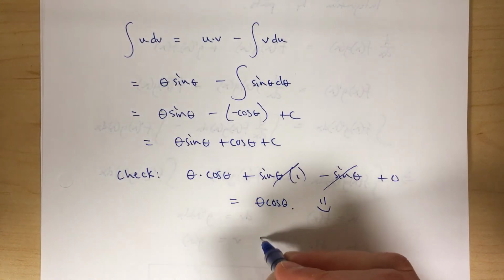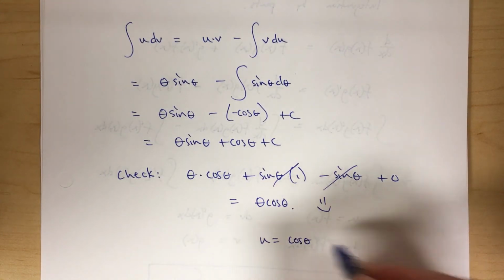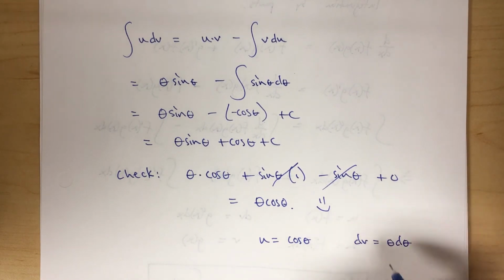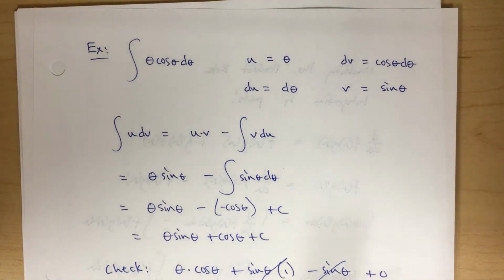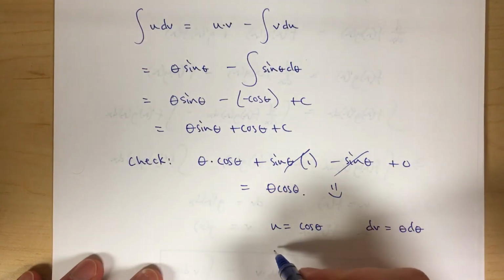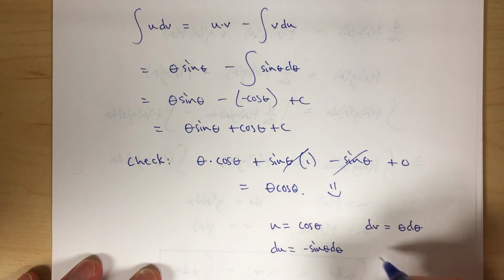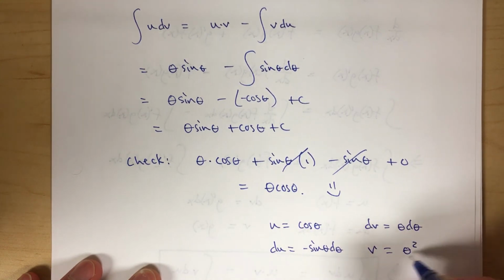Now what if I had tried u is cosine theta, and dv is theta d theta? Okay, so what if I had tried the opposite, right? What if I had not been sure? Well then, du would be negative sine theta d theta, and v would be theta squared over 2.